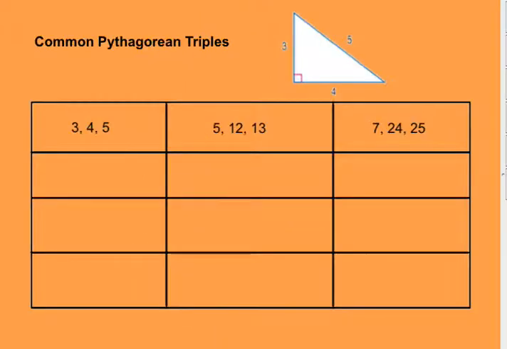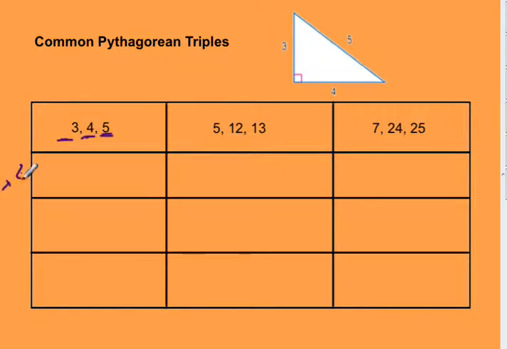Now, let's take a look at a common Pythagorean triple. So what does that mean? That means if you have the lengths 3, 4, and 5, that's going to be a right triangle. 3 and 4 are the legs, and 5 is the hypotenuse. So let's take a look at some different versions of that.